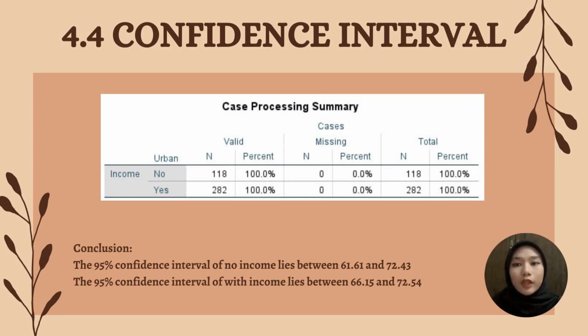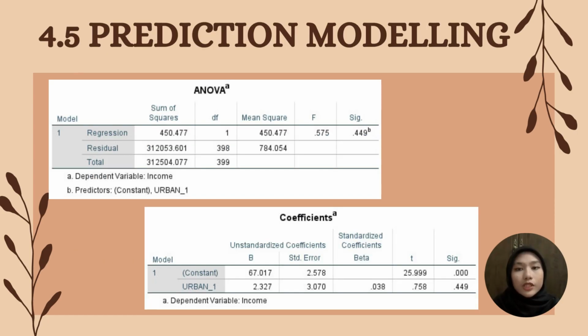Confidence interval. We use SPSS statistics software to find the related confidence interval. Then we conclude that the 95% confidence interval of no income lies between 61.61 and 72.43. Then the 95% confidence interval of with income lies between 66.15 and 72.54.